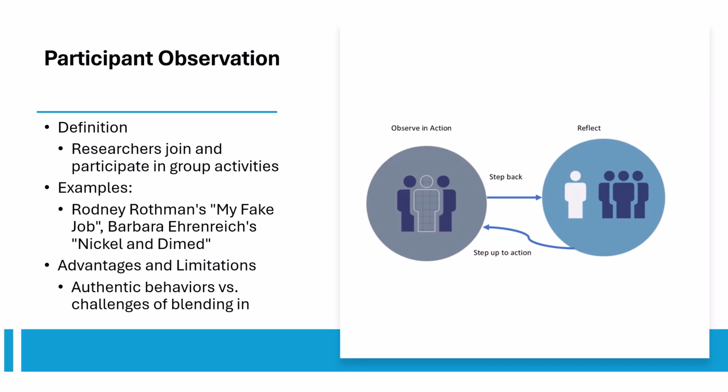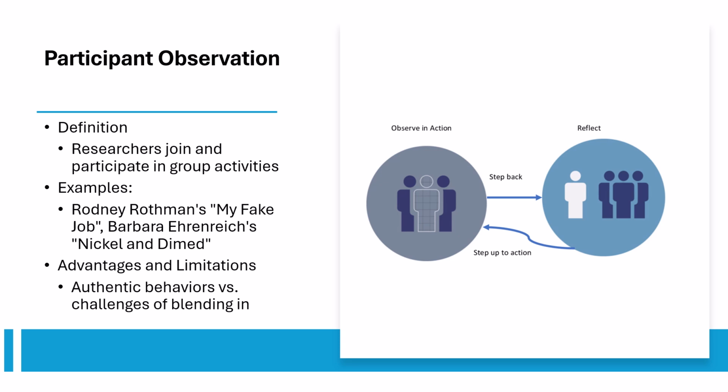Participant observation is a research method where researchers join and actively participate in group activities to gain a deeper understanding of social dynamics. This approach allows researchers to experience the environment and interactions firsthand. Notable examples include Rodney Rothman's My Fake Job, where he pretended to work at a dot-com agency, and Barbara Ehrenreich's Nickel and Dimed, where she worked low-wage jobs to explore the lives of low-income workers.